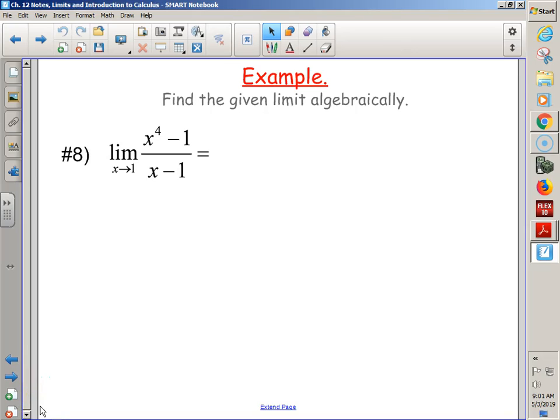Can you just replay it over and over again? What happens when you plug in? Hold on. How do you take a limit? You take a limit of the top, right? And a limit of the bottom. That's how the properties work.